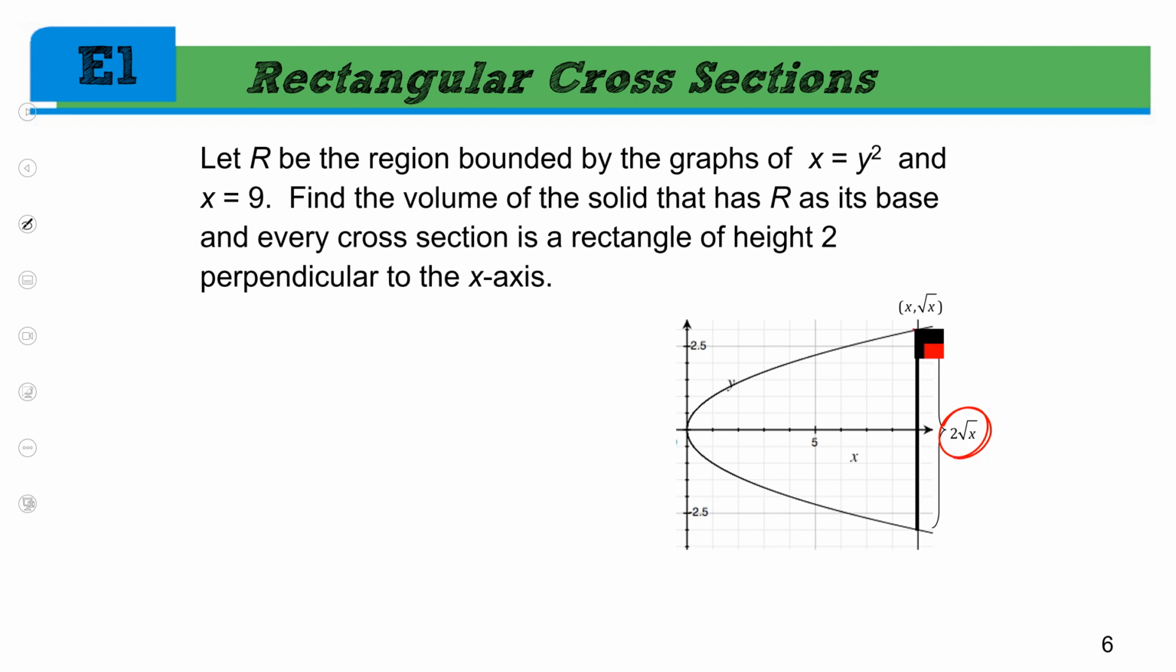But what I did is if I pick a random point on that curve, it's going to have the coordinates x comma f of x, which in this case is x comma square root of x, which makes that distance 2 square roots of x. Everybody with me? Okay, good. That's the hardest part of these problems in my humble opinion.